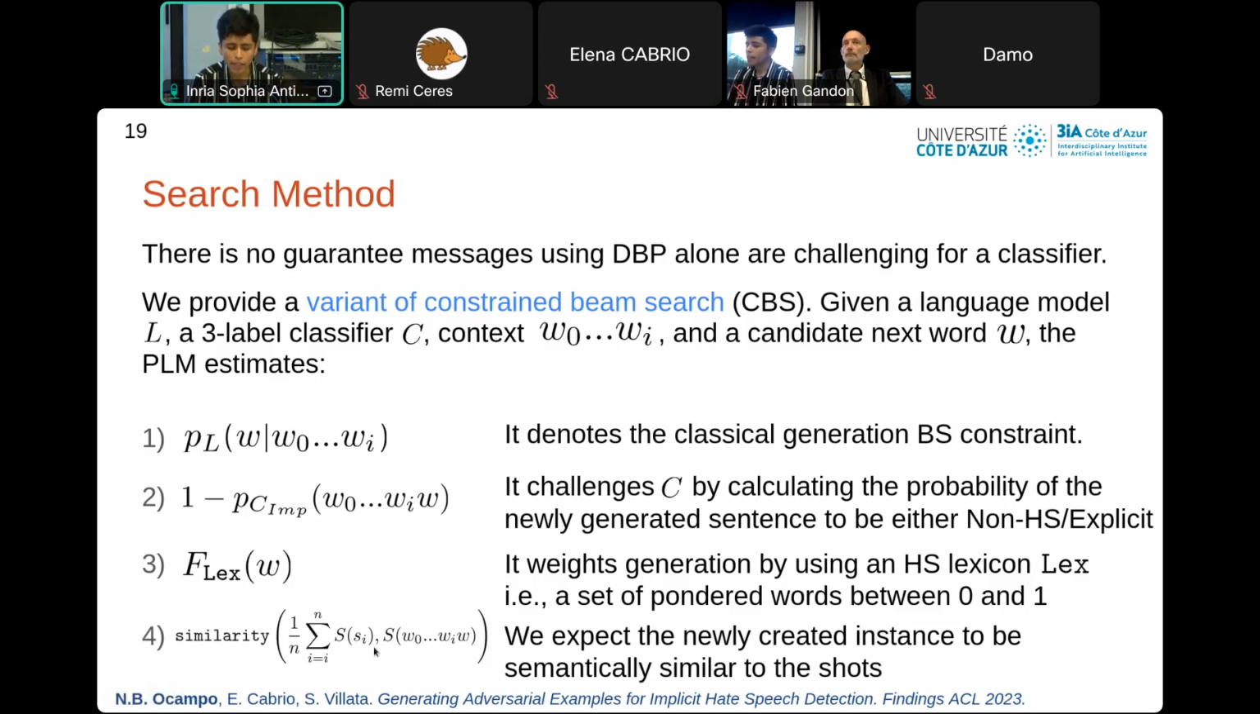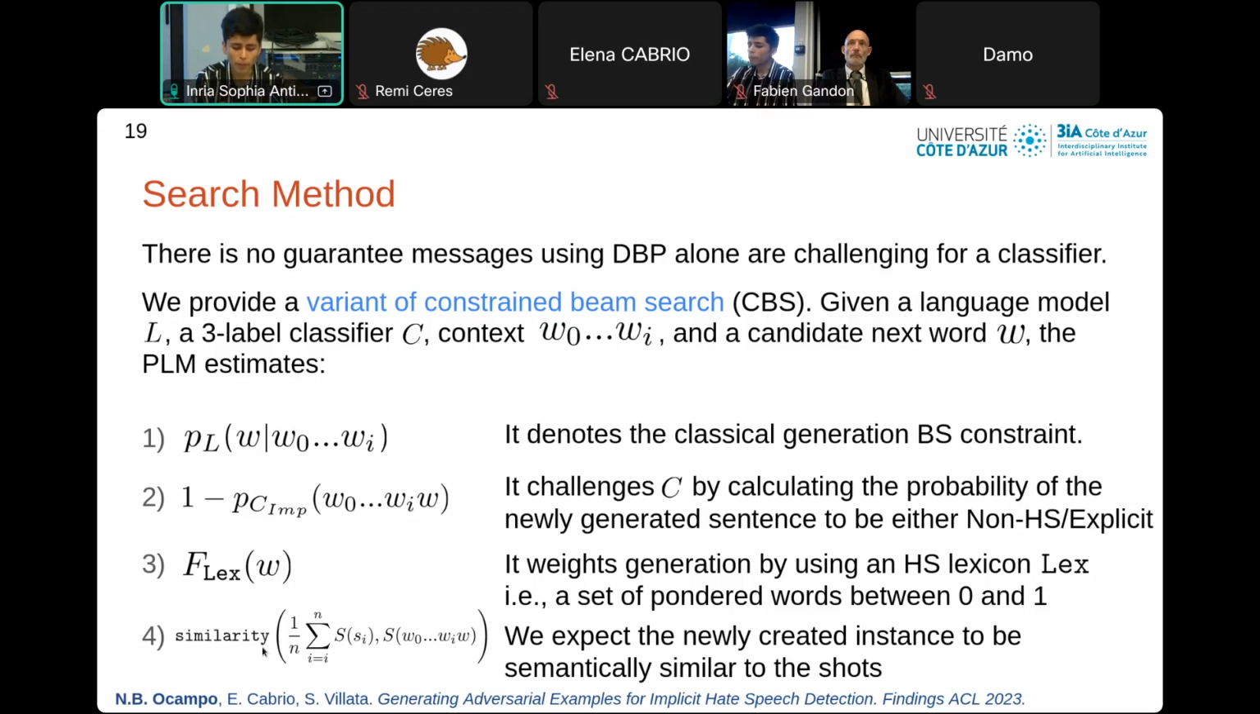And then also we wanted to constrain that the new message that is being generated has to be similar to the shots. So in this case, the SI correspond to the shots that you are providing in the input text. And here we are calculating the distance of the shots with respect to the new generation.